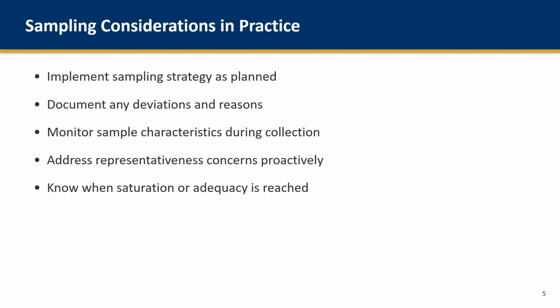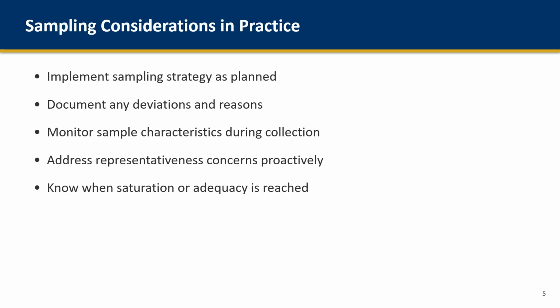Document any deviations from your sampling plan and explain them transparently. Perfect implementation is rare, but undocumented deviation is problematic. If you couldn't reach certain intended participants, note that. If you added participants you hadn't anticipated, explain why. Transparency preserves credibility.